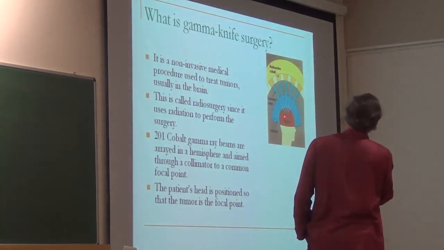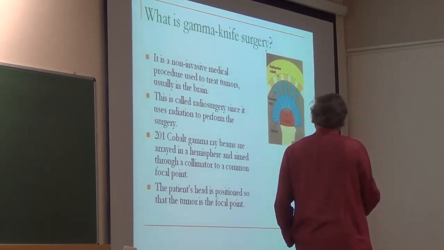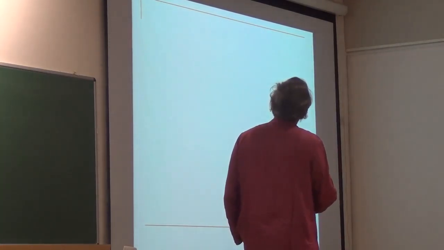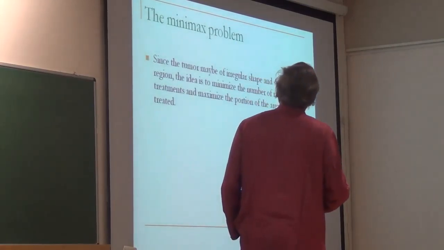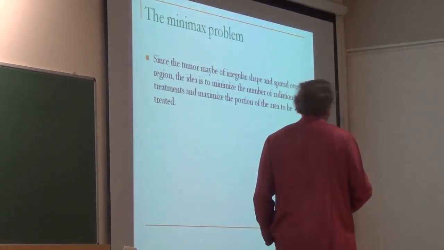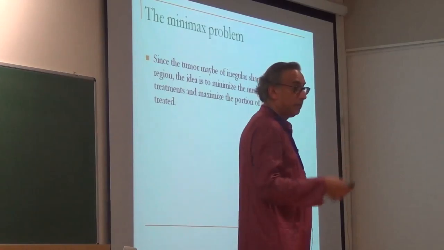So there's the focal point, and they're aimed by this particular helmet. The patient's head is positioned so that the tumor is the focal point. Here's the picture of that helmet. It actually turns into a mini-max problem. The tumor may be irregular in shape, spread over a region. The idea is to minimize the number of radiation treatments and maximize the area that's been treated.